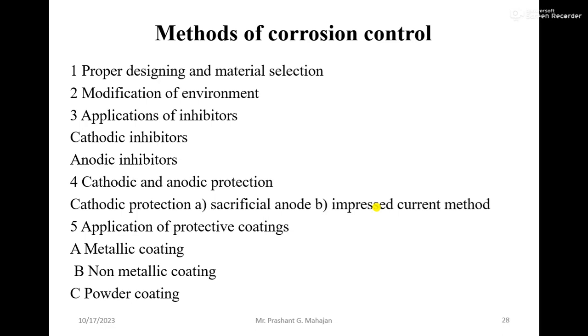So today we are going to see the methods of corrosion control. There are five to six methods that can be used for corrosion control. So first is proper designing and material selection. Let us see the first method.